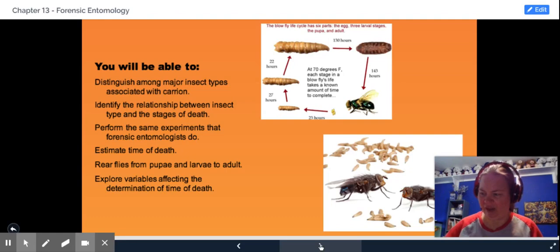So we're going to talk about the different types of insects that are associated with forensic entomology, the relationship between insects and when they show up at different stages of death. We're not going to perform experiments that forensic entomologists do because, again, we're doing this from home, and it's just not feasible. We're going to talk about estimate time of death, which we have already done. We won't be rearing flies from pupa to adults. Again, feasibility. And we're going to talk about different variables that can affect how we determine time of death.